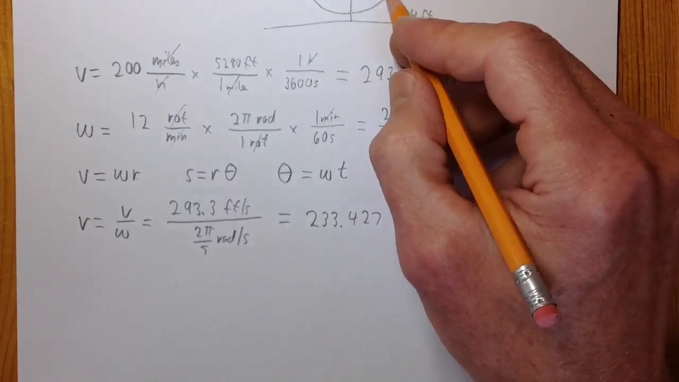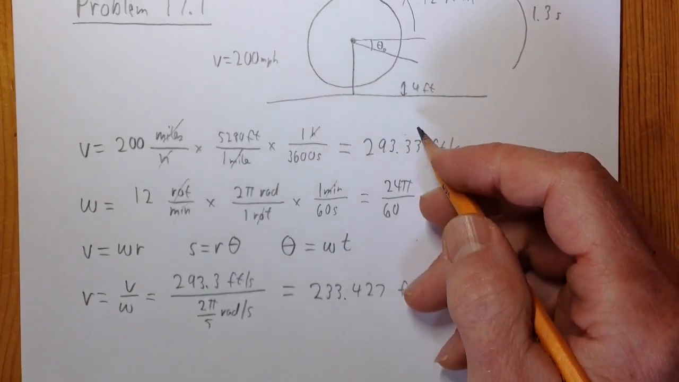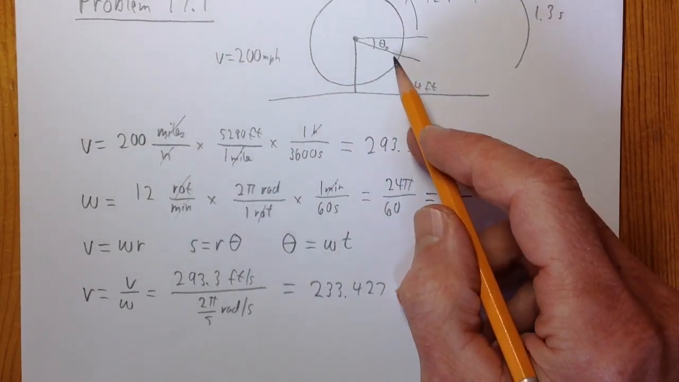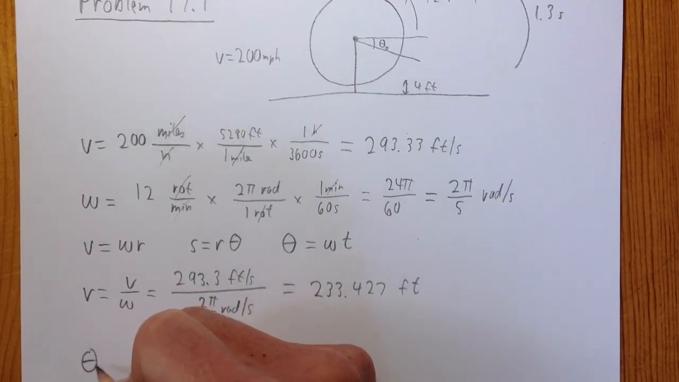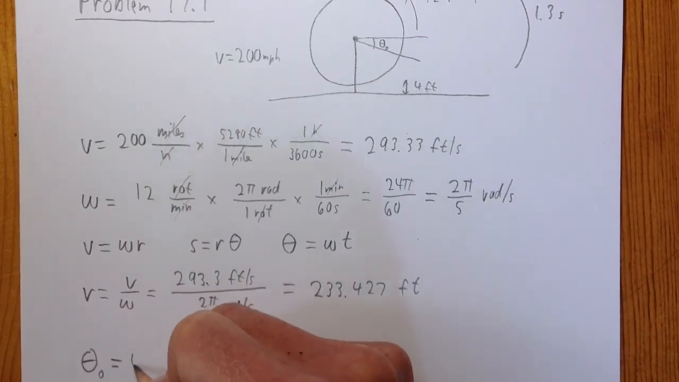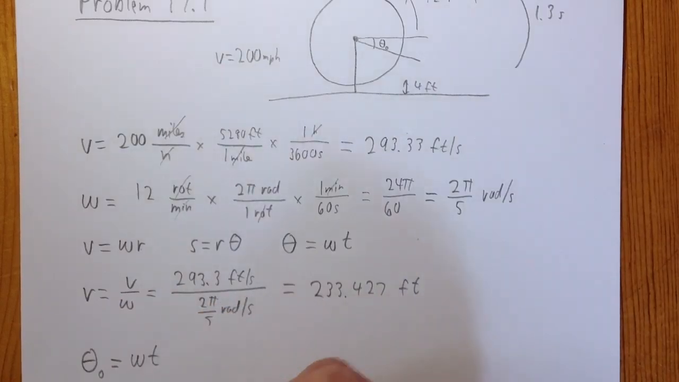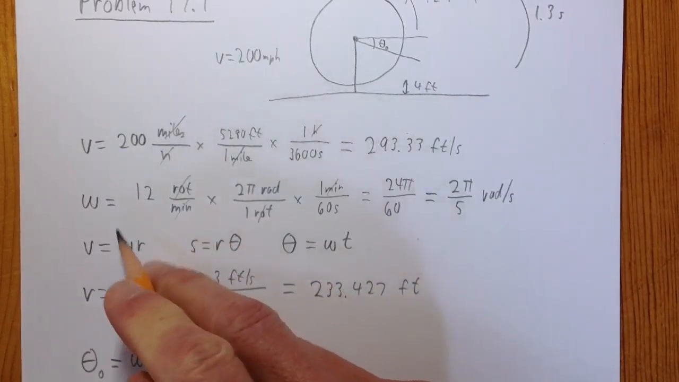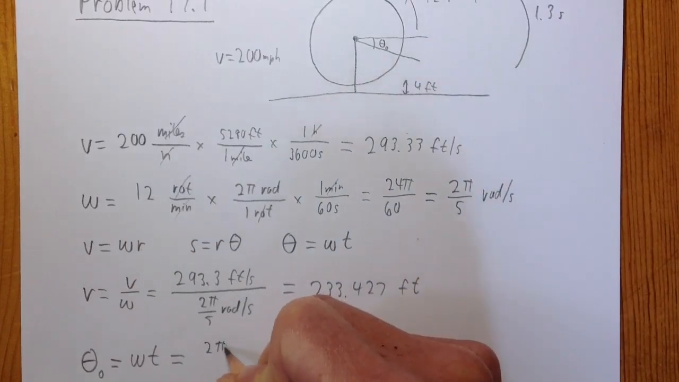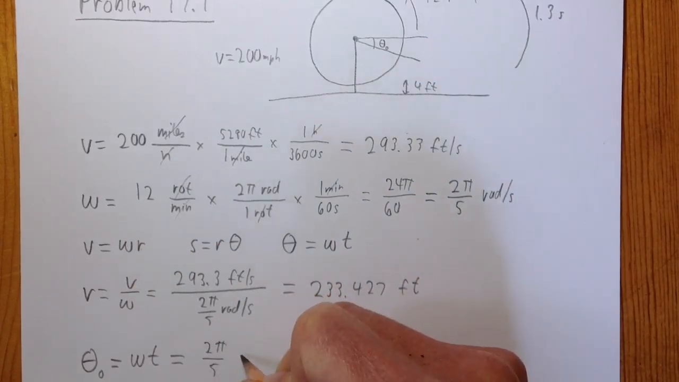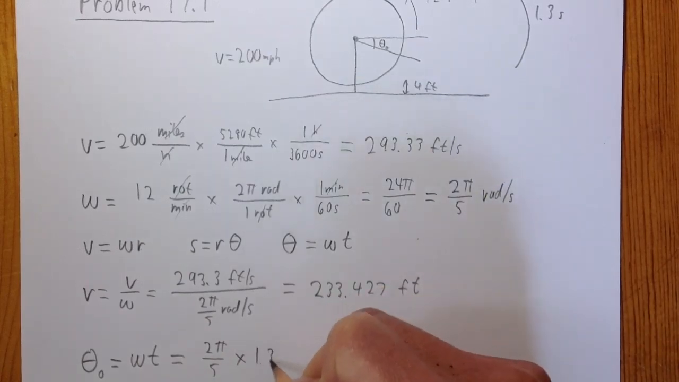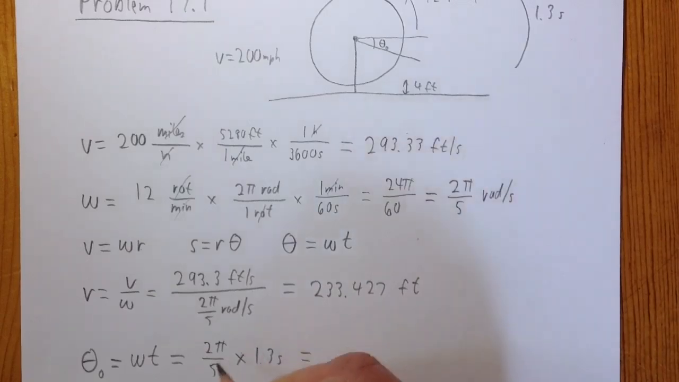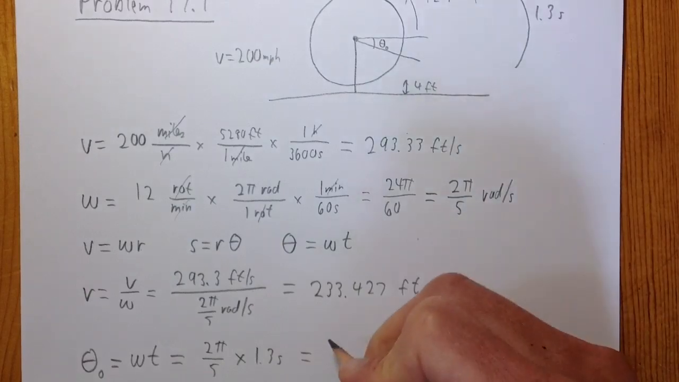Now we can figure out theta 0, the starting angle. They say it takes 1.3 seconds to get to the top. So theta 0, that angle is omega t. So omega is, it's turning at 2 pi over 5 radians per second, times t in seconds, which is 1.3 seconds. And it's radians per second, so this is going to be in radians.